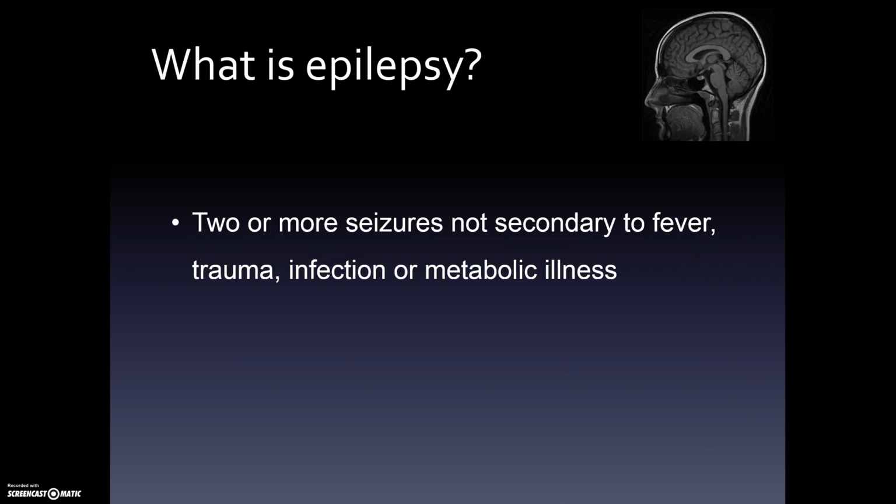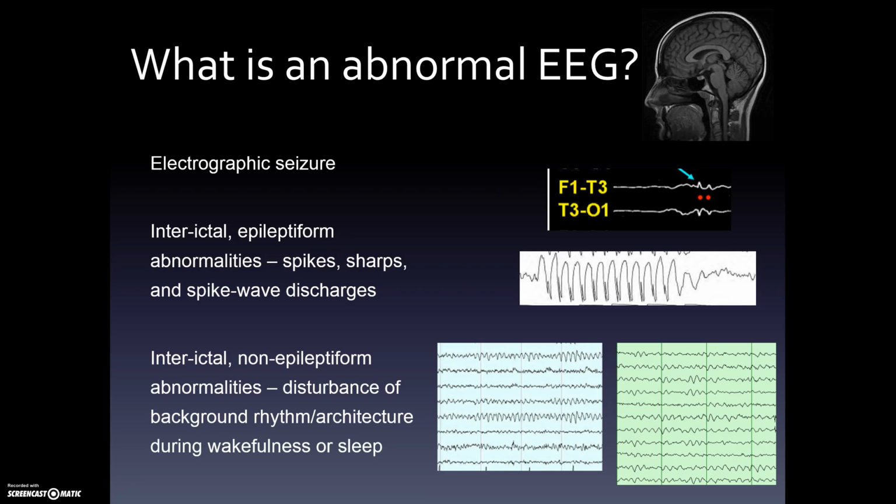So epilepsy is defined as the occurrence of 2 or more seizures that are not secondary to fever, trauma, infection, or metabolic illness. So 2 seizures that are not provoked by some other physiological disturbance. And an abnormal EEG, that term can be used to describe a variety of different findings on a test that we call EEG, which stands for electroencephalogram.